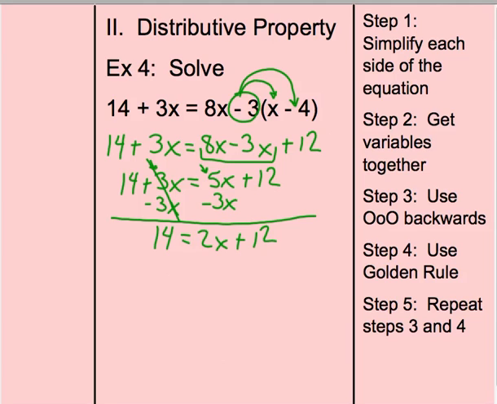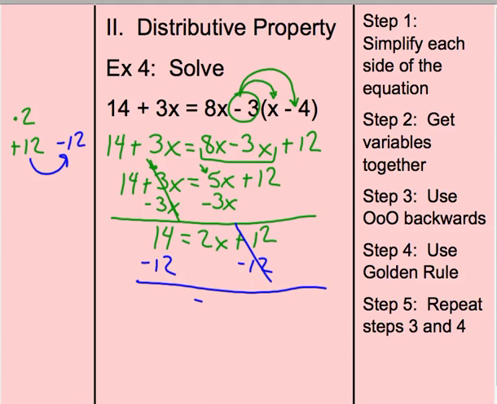All right, now I'm on step 3, so in order to use order of operations backwards, I need to know forwards order of operations. If I knew what the x was, I would first multiply it by 2, and then add 12. So I'm going to cancel in the opposite order, subtracting 12 from both sides. On the side with the variable, the reason I subtracted 12 was to cancel my plus 12. On the left-hand side, 14 minus 12 gives me 2.